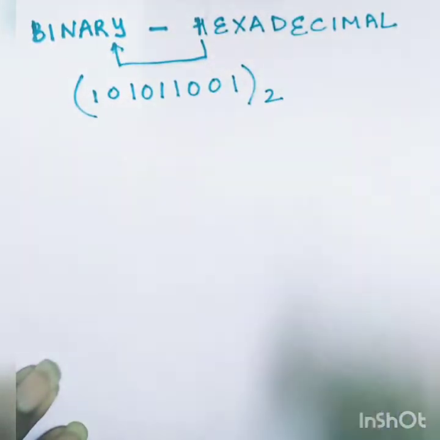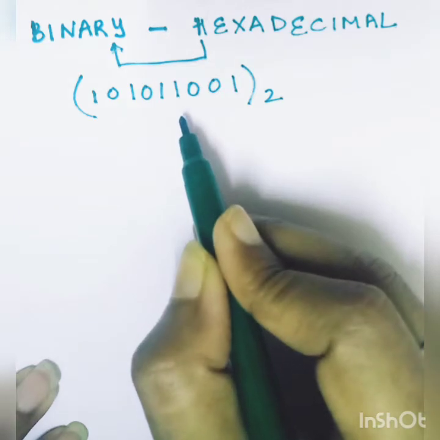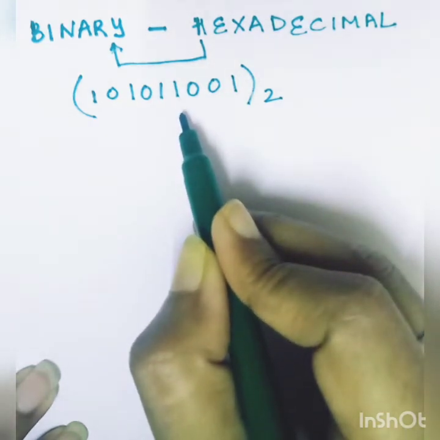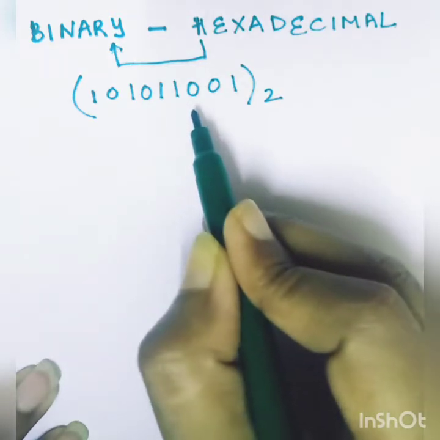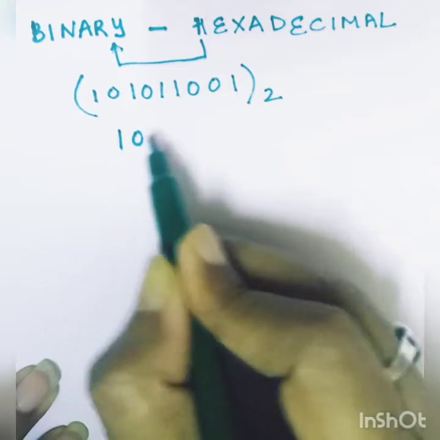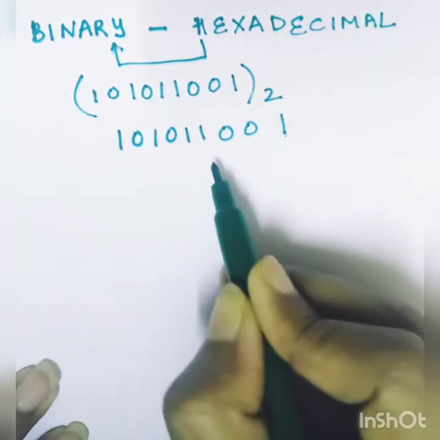Now the rule is: divide this number into groups of 4. So what is our number? 1 0 1 0 1 1 0 0 1.